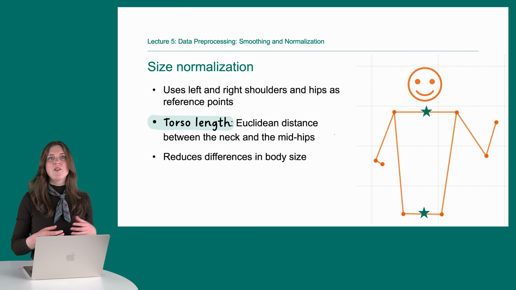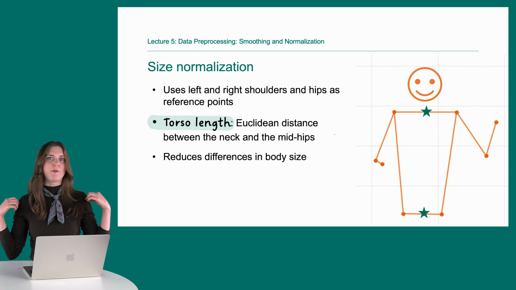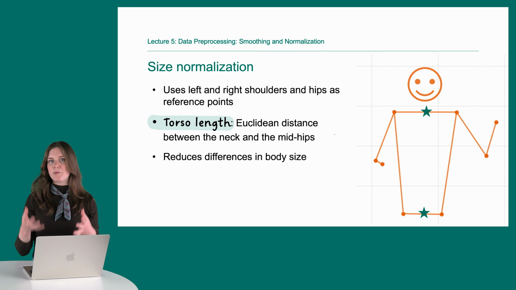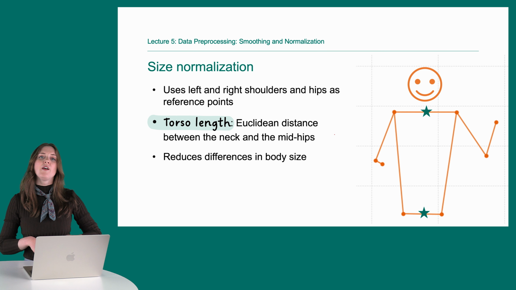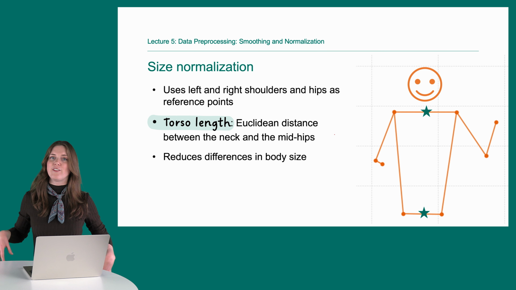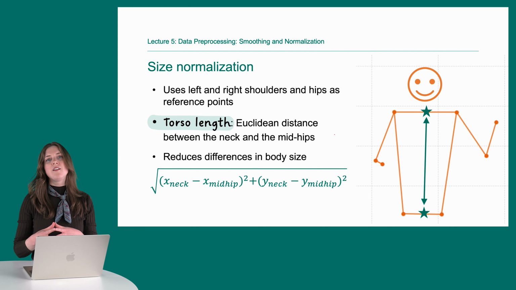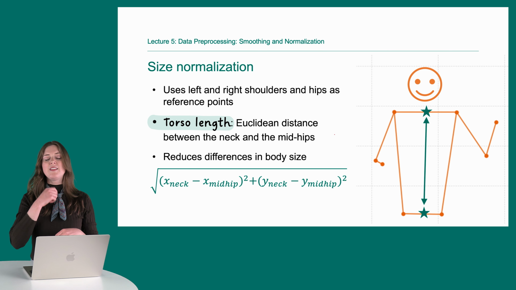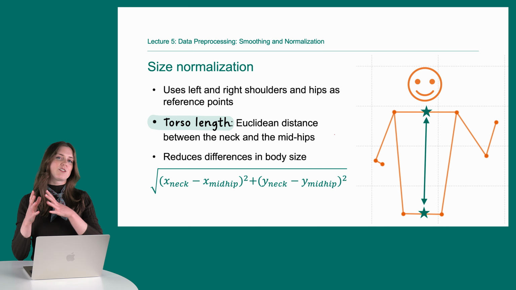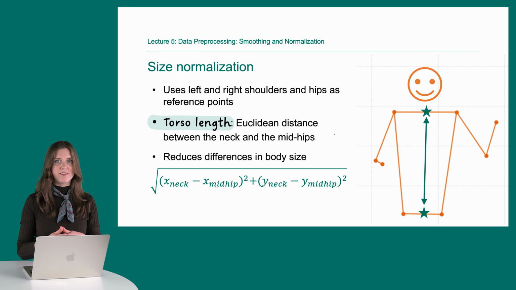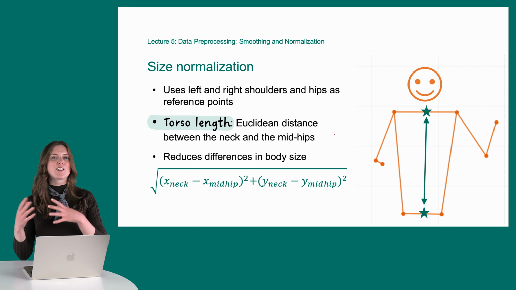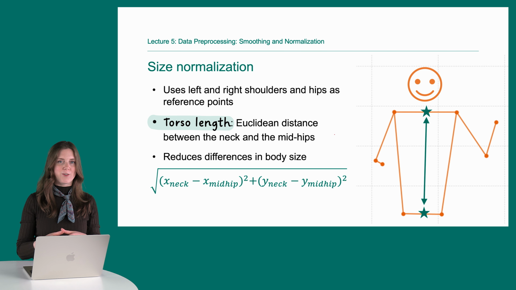For each video frame, we find the position of the participant's neck by averaging the x and y positions of their left and right shoulder. Similarly, we find the position of their mid-hip by averaging the x and y positions of their left and right hip. Then, to get the torso length of each participant, we calculate the Euclidean distance between the neck and the mid-hip using this formula. Euclidean distance is the straight line distance between any 2 points. So here, we calculate it as the square root of the sum of the squared differences between the x and y coordinates of the neck and the mid-hip.